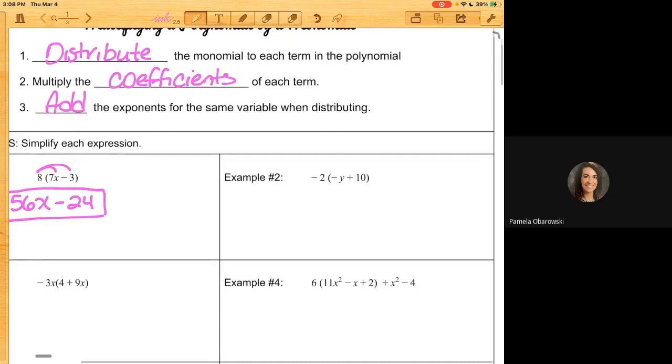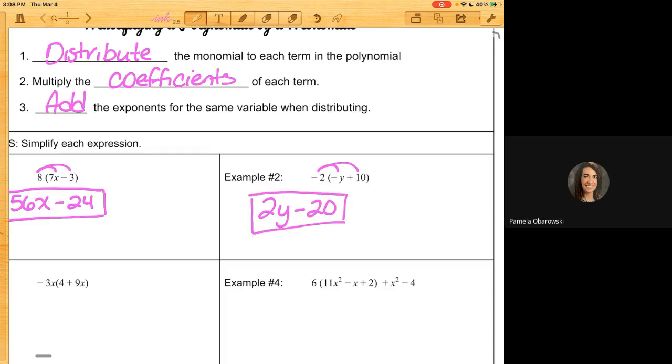Let's take a look at another example, this time where we distribute a negative. So I distribute a negative 2, and I get -2 times -y is positive 2y. -2 times positive 10 is -20. I check to see if I have any like terms. I don't. I'm going to box my answer. Again, that's another linear binomial.